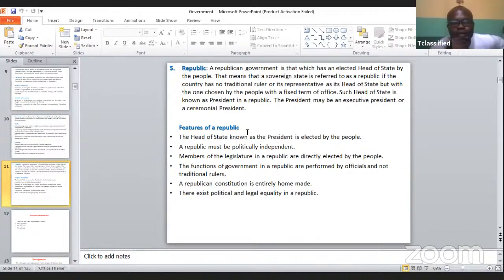So features of a republic: the head of state, known as the president, is elected by the people. Not like monarchy, it's not hereditary, it's not inherited. A republic must be politically independent. Members of the legislature in a republic are directly elected by the people. The functions of the government in a republic are performed by officials and not traditional rulers. A republican constitution is entirely homemade, and there exists political and legal equality in the republic.